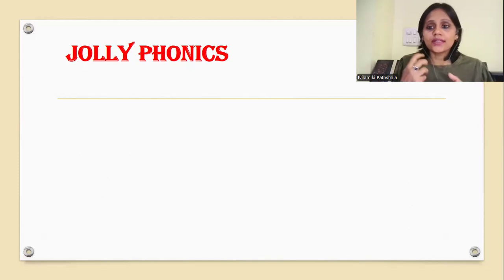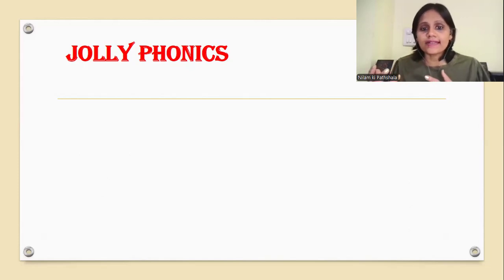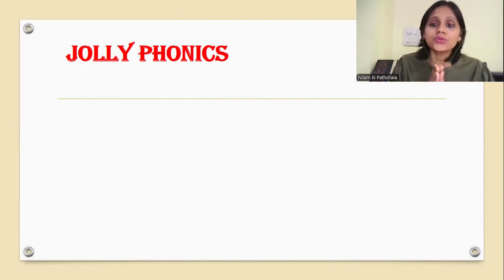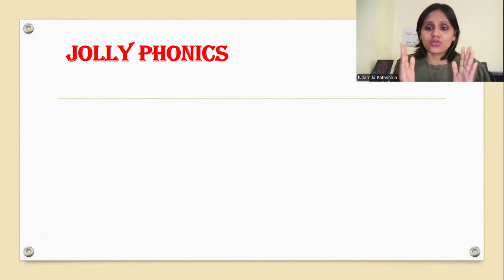Initially, in junior classes like pre-nursery, where the children are very small, most schools teach the letters, that is the 26 letters of the English language. But in Jolly Phonics we have 42 sounds. We will not say the letters, we will say the 42 sounds. So what is Jolly Phonics? Let's start with this.